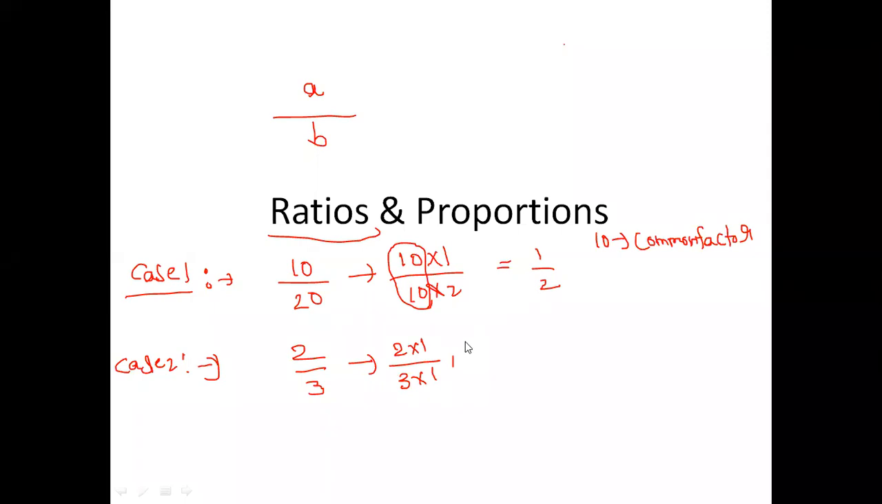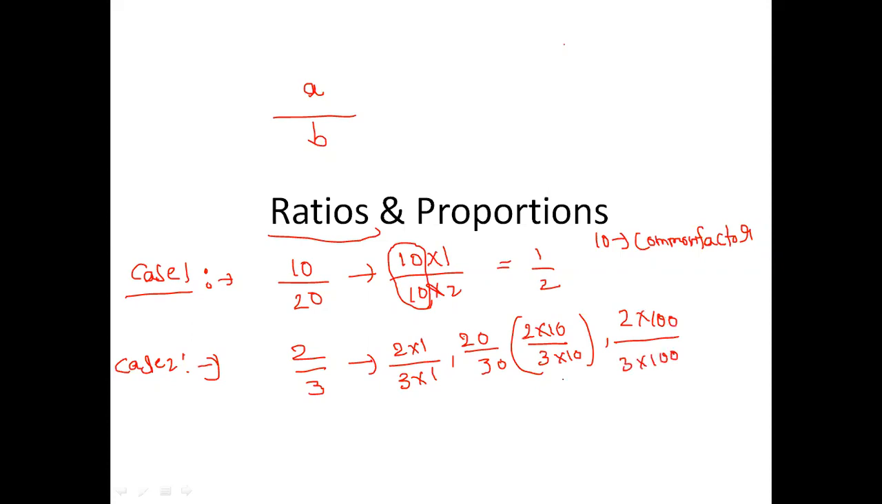Okay. And somebody told the answer 20 and 30. That means they feel like 10 is the common factor for numerator and denominator, and they told the answer like this. Okay. And you can say that 100 can be the common factor. 2 into 100 divided by 3 into 100. In this case, 100 is the common factor.